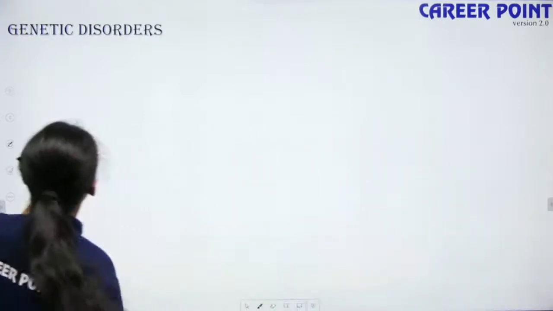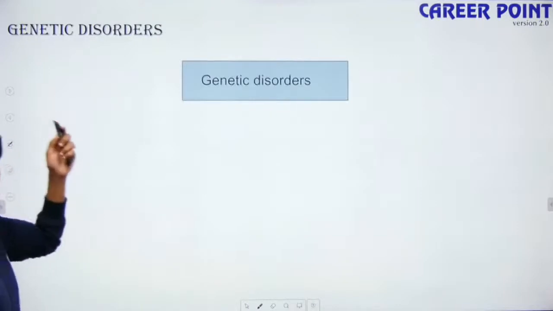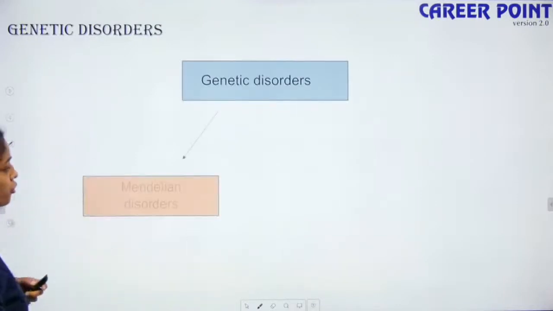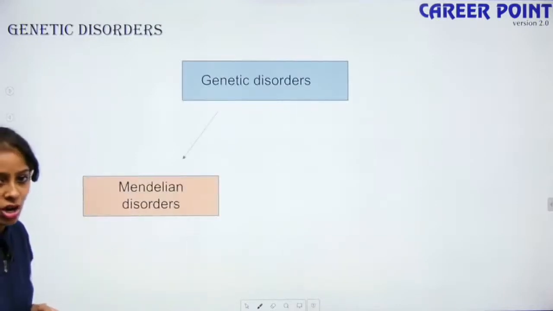So let's see. Okay, so genetic disorders. Genetic disorders are of two types. One is Mendelian disorders.